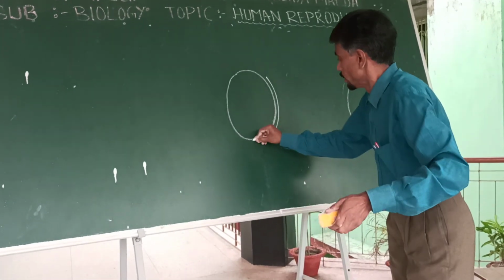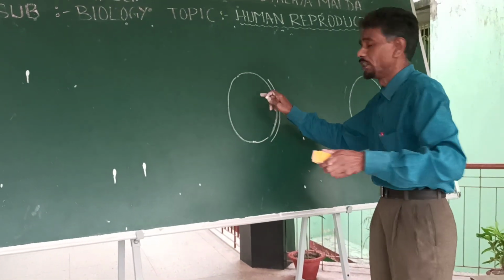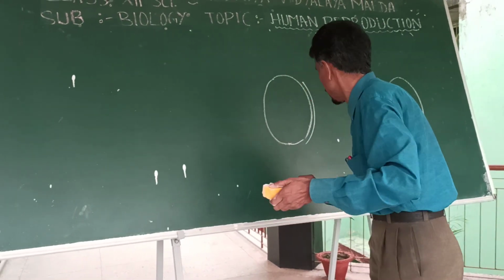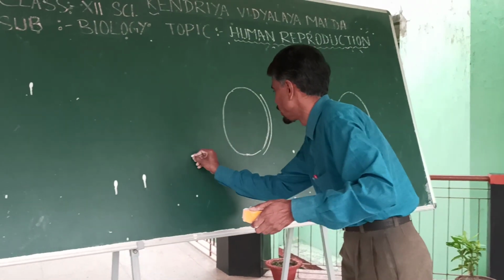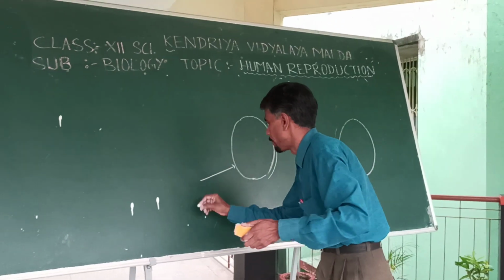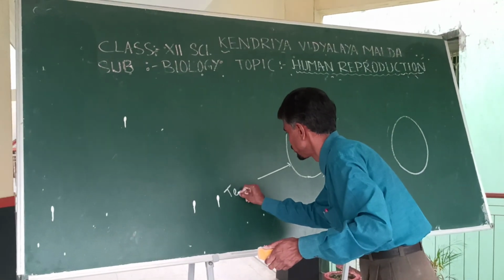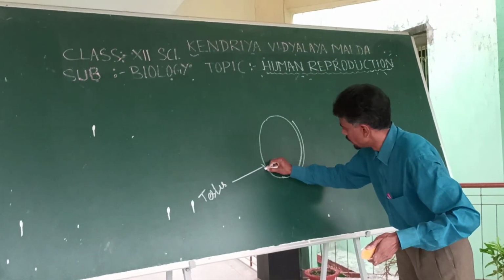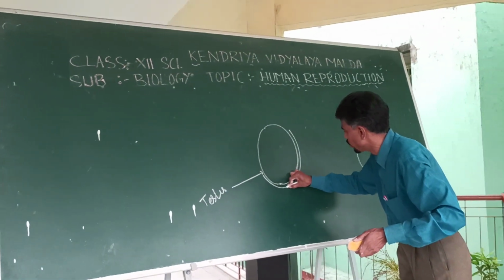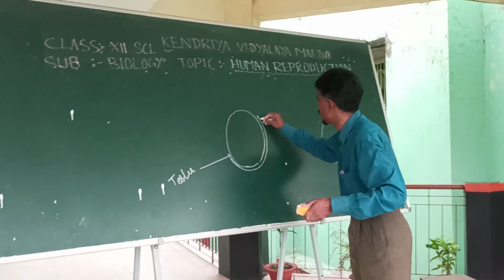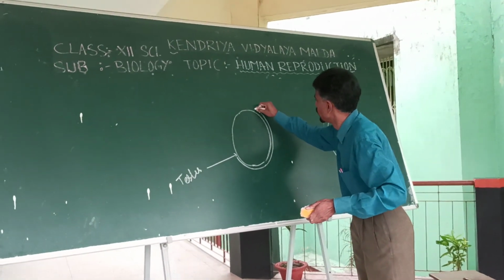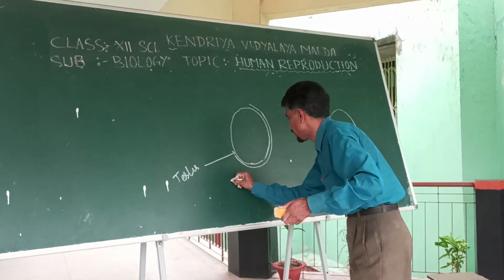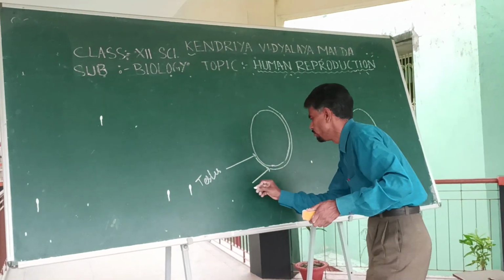Sorry, I'll just rectify. This is the pair of testis, not ovary. So we are talking about male. So this is the testis, a pair of testis. This testis is lying outside the abdominal cavity within a pouch-like structure called scrotum. This is the scrotum.